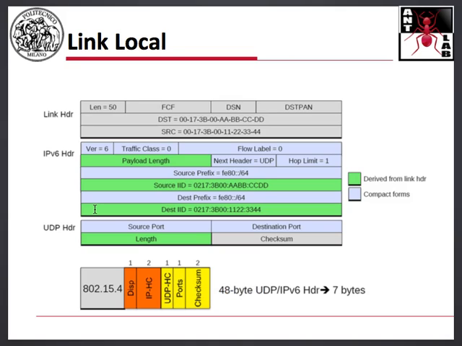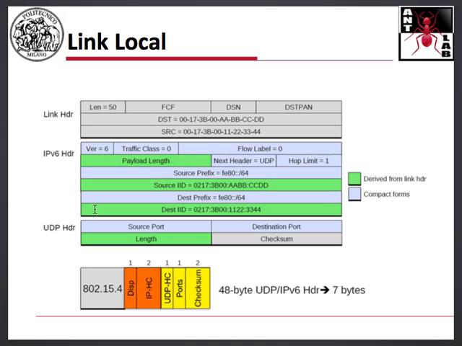Okay, so let's see some examples. This one is giving an example of the most favorable compression case where you have a link local communication, meaning an IPv6 packet which is meant for a destination which is one hop away from the sender. So it's a packet which is meant for a one hop neighbor of the sender. So communication is link local. The color code here, these orange fields, they are elided from the IPv6 header because they are derived from the lower layers.